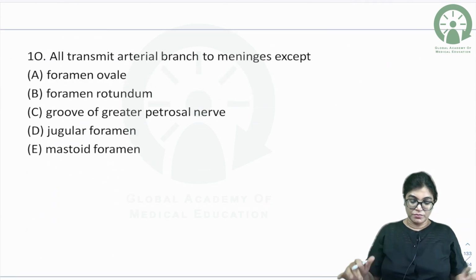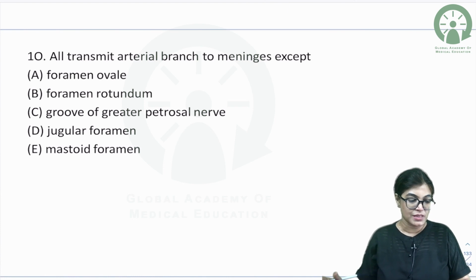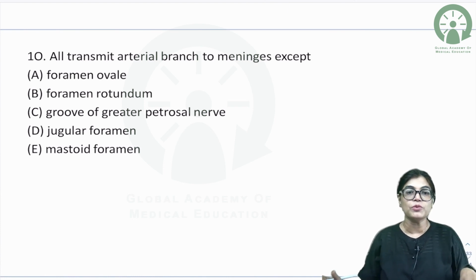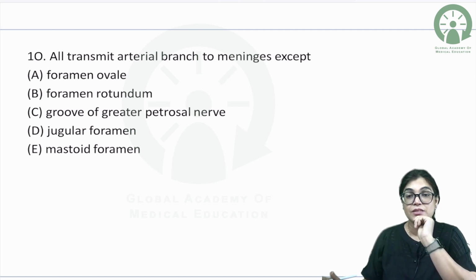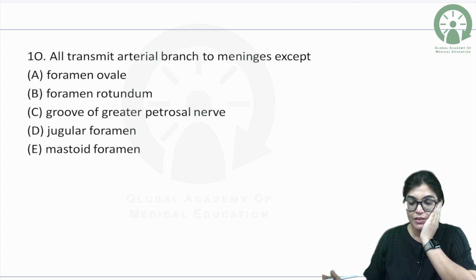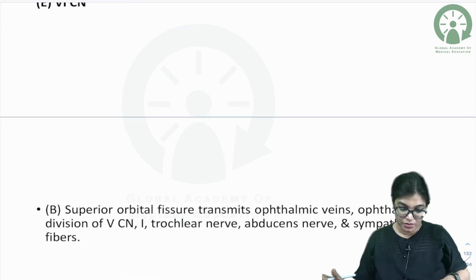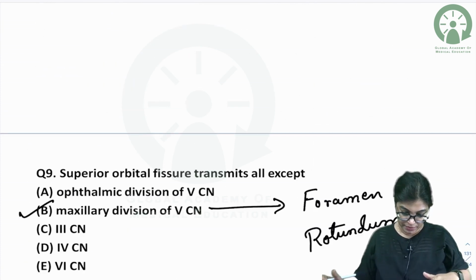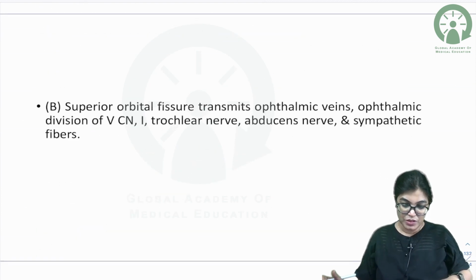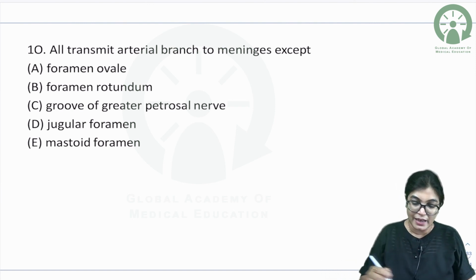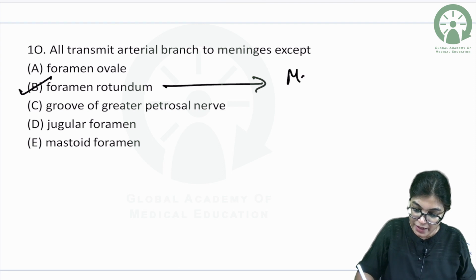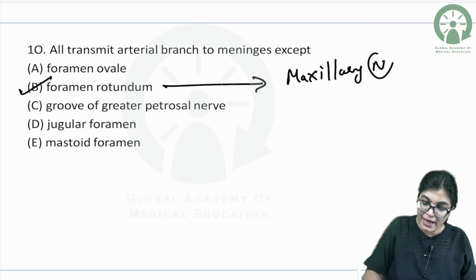The ophthalmic, third, sixth and fourth cranial nerves pass through the superior orbital fissure. Now, all transmit arterial branches to the meninges except: foramen ovale, foramen rotundum, groove of the greater petrosal nerve, jugular foramen and mastoid foramen. Which is the foramen which is not transmitting any meningeal branch, meaning an arterial branch to the meninges is not given? The correct answer is foramen rotundum, because through foramen rotundum the nerve passing is the maxillary nerve and no arterial supply passes.